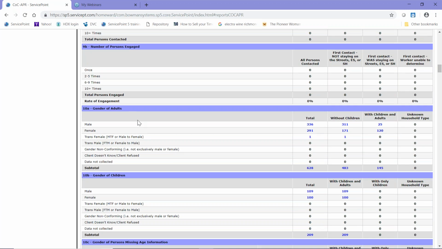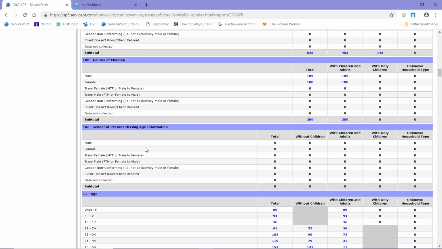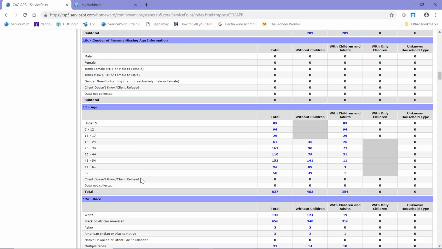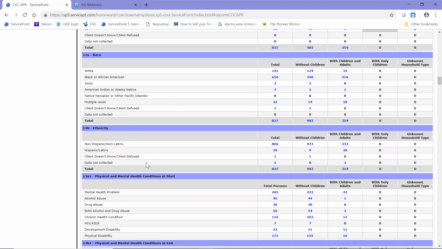And then it breaks it down by gender of adults, gender of children, and then gender of persons of missing age. So if you have something here, you have a missing date of birth, and you would need to go correct it. We then have an age breakdown. We have a race breakdown, ethnicity breakdown, and see, we actually have one right here for data not collected. So if I were to click on that, it would tell me who the client is, and I would need to go fix that because it is missing data.